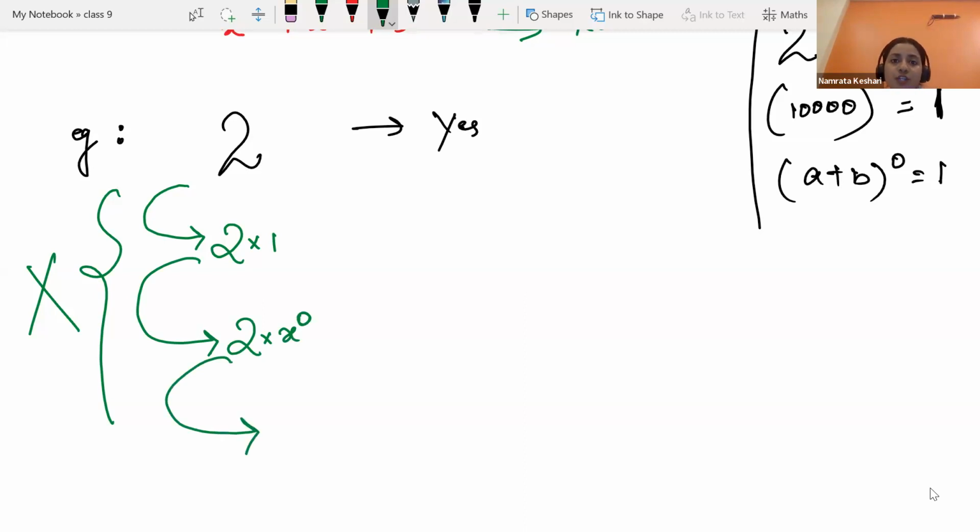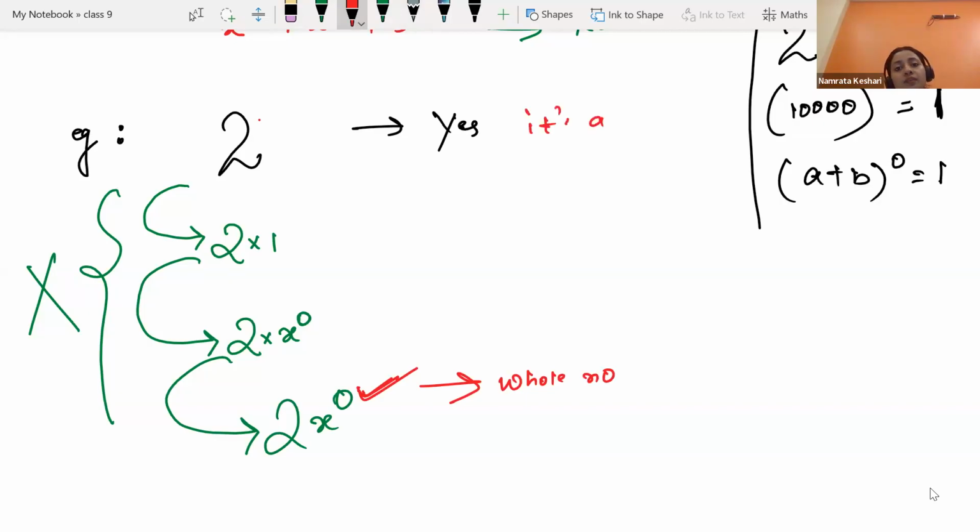In algebraic expressions in your previous class, you must have learned 2 into x is 2x. Similarly, 2 into x to the power 0 is 2x to the power 0. Making sense? Yes, ma'am. Okay, so these are the steps. You don't have to show them to anyone, but you should know why we are calling it a polynomial, because the exponent of the variable is a whole number over here. And that's why this 2, which is just a number, is fulfilling the criteria of a polynomial. And yes, it's a polynomial.